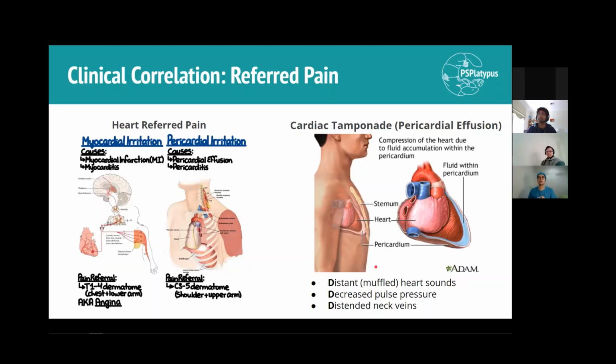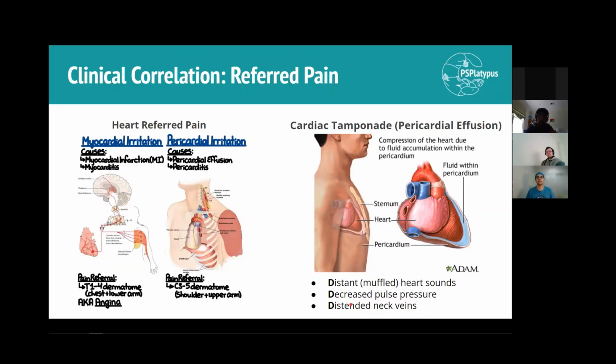Then you have decreased pulse pressure. And that makes sense because your heart can't contract as forcefully. And so that blood pressure is going to be lower throughout the body because the heart itself isn't contracting as hard as it once was. So decreased pulse pressure systemically, right?